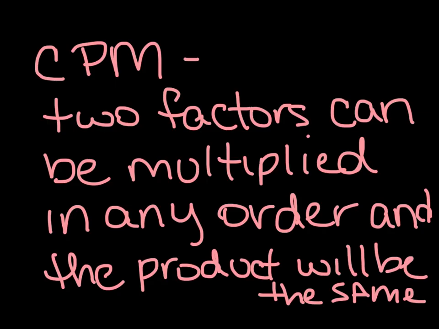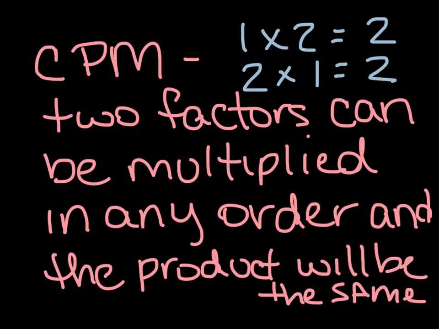Your commutative property of multiplication, the definition is 2 factors can be multiplied in any order and the product will be the same. In other words, 1 times 2 is the same answer as 2 times 1. They both equal 2. That's commutative property of multiplication.